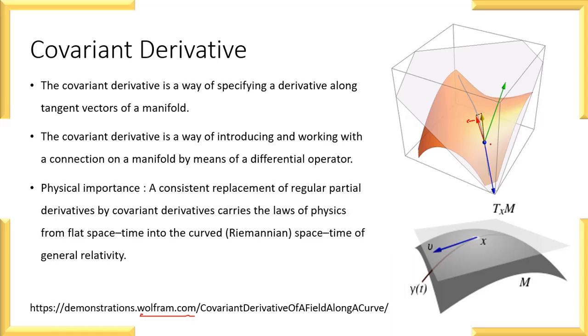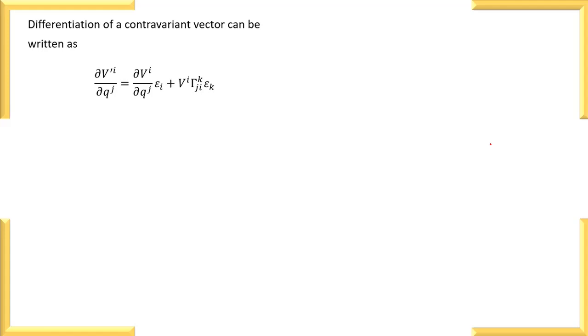The covariant derivative is different from the normal partial derivative because when we take a normal partial derivative, we lose a lot of information. But if we take the covariant derivative of a field, then the laws of physics are somewhat intact. So it carries all the laws of physics from flat space to curved space in general relativity. To retain this information, we use the covariant derivative. Now let us have a mathematical explanation of the covariant derivative.